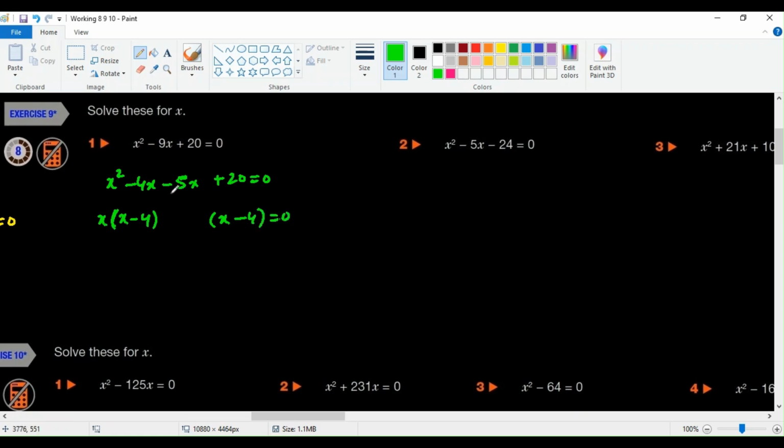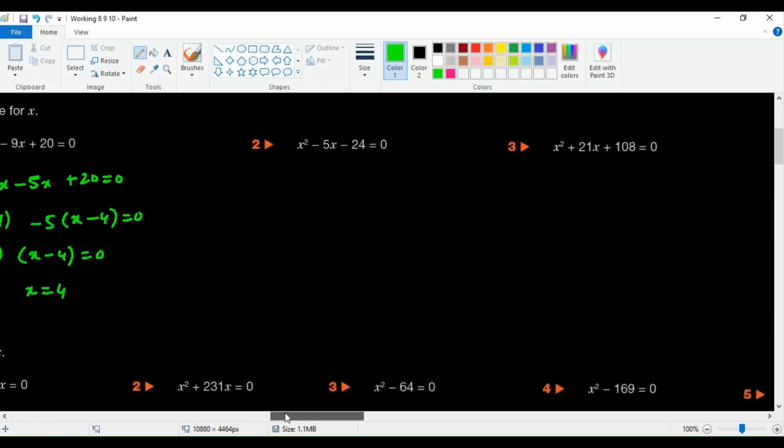Now look at the third term, it is minus 5x, so you need only minus 5 to write here, and in the first bracket is going to be x minus 5 as the first factor, and the second factor is going to be x minus 4 equals 0. So that means x is going to be equal to positive 5, and x equals positive 4. These are going to be the roots of this equation. Now comes the next question.